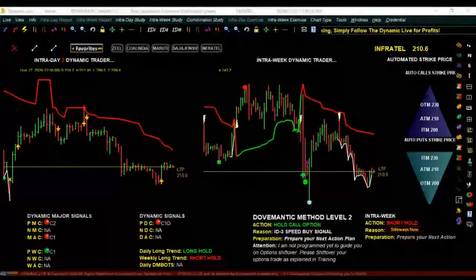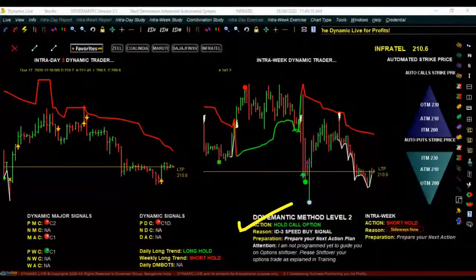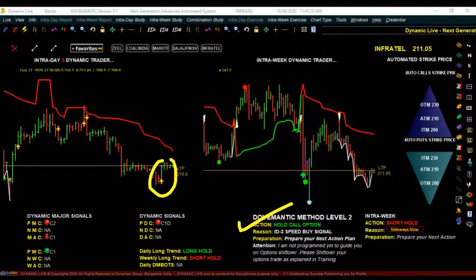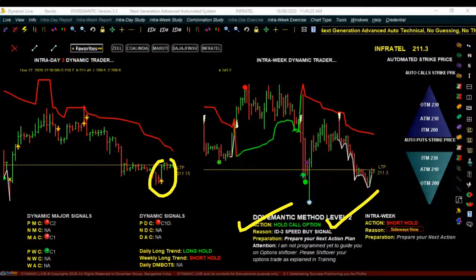Now, this is the case of Infratel. You can see here it is telling you to hold call option. Just some time back, it has told us to buy a call option. The price is still at the entry level itself, and you would have bought a call option. Now, once you have bought, wait until it tells you to exit call option. Now, that is when you can go ahead and exit the trade.